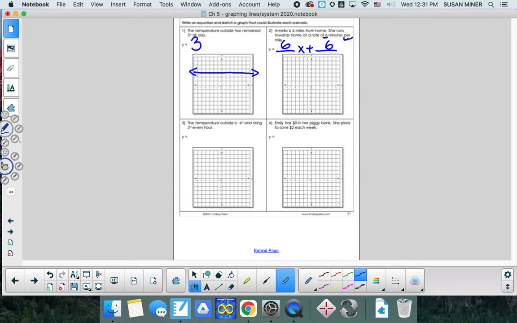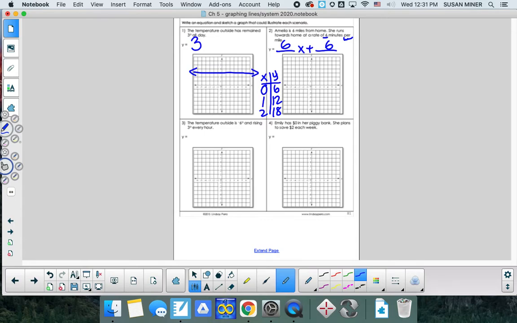And so there's a couple of different ways that I can do this. I can make an XY table and find some data points, right? Where I say, okay, if x were a 0, then what would y be? If x were a 1, then what would y be? If x were a 2, then what would y be? And so I can get some data points. And then I go to my graph and I graph those data points. Well, if that doesn't work, the other thing that I can do is I can use my steps for graphing a linear equation in order to graph this.